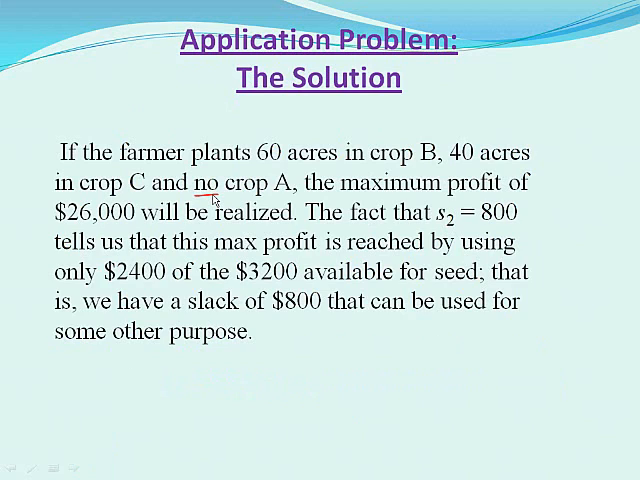What does our solution mean for the farmer? If the farmer plants 60 acres in crop B, 40 acres in crop C, and no crop A, the maximum profit of $26,000 will be realized.